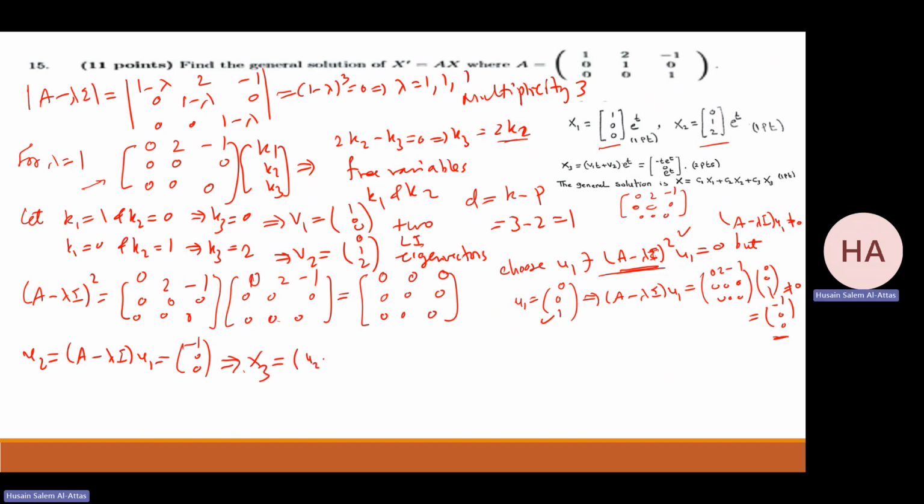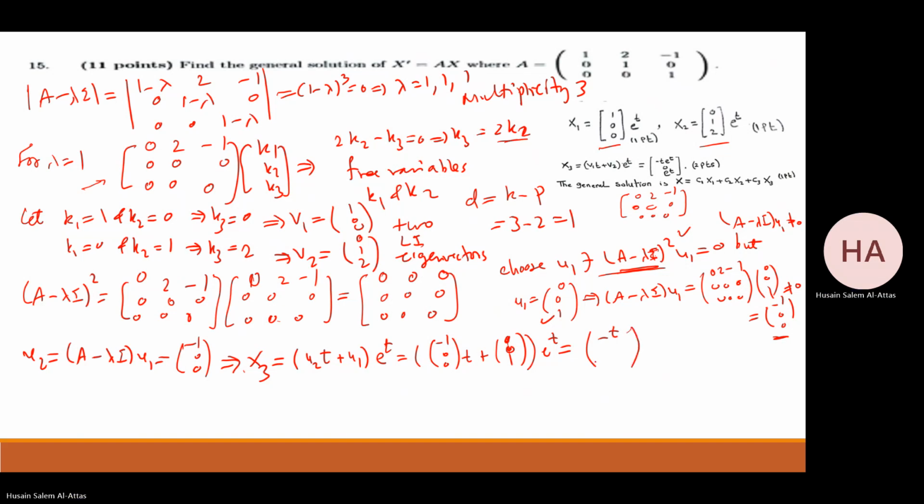It will be U2 t plus U1, times e to the power lambda t. What was my lambda? 1. So e to the power t. U2 will be minus 1, 0, 0, times t, plus U1. What is U1? U1 is 0, 0, 1. All of this times e to the power t.